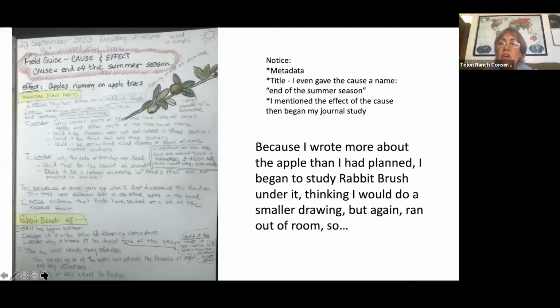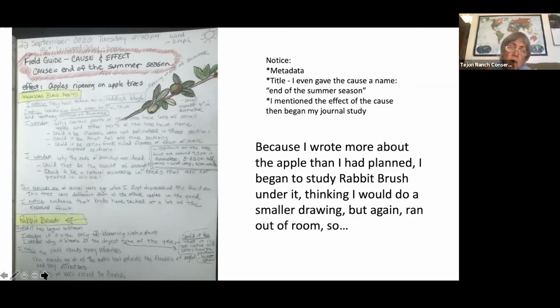So notice, just on the first page, the metadata at the top, the title, and I even give the cause a name, end of the summer season. And then I mention the effect of the cause and then began my journal study. You want to include all of that. It's going to make your reflection easier. It's also going to make your study give you that focus into cause and effect.